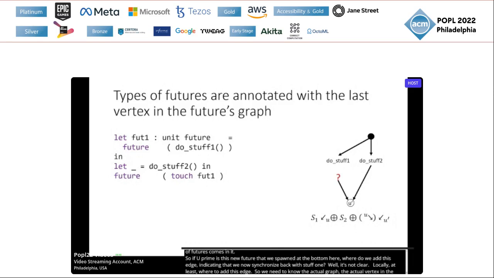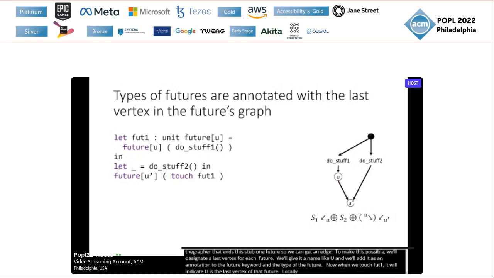So to make this possible, we'll designate a last vertex for each future. We'll give it a name like u, and we'll add it as an annotation to both the future keyword and the type of the future. So now when we touch fut1, fut1's type will actually indicate that u is the last vertex of that future, and so locally now we know to add an edge from u to u prime.